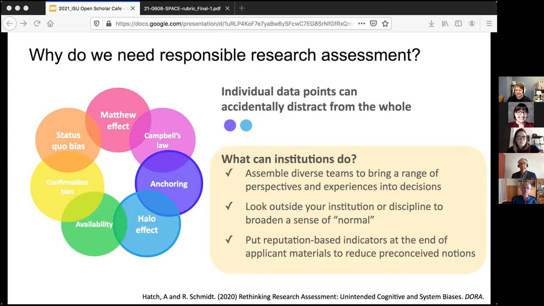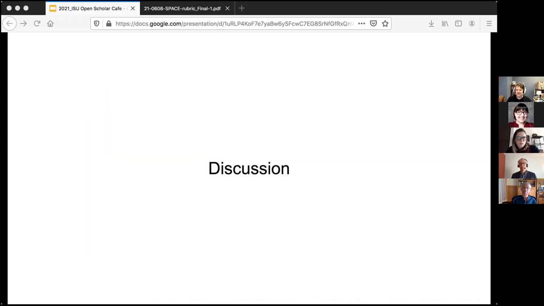Okay, so happy to have a little more discussion about this if other people have questions and comments. Like I said, that's kind of a brief snapshot of the resource that DORA created. It's called Unintended Cognitive and Systems Biases. There are other strategies in there.